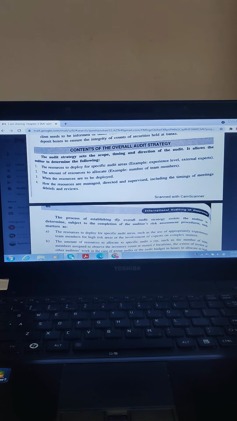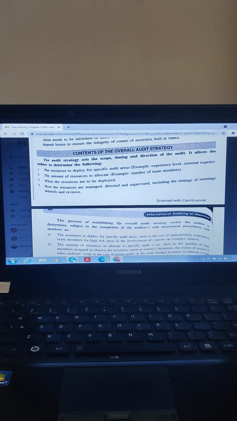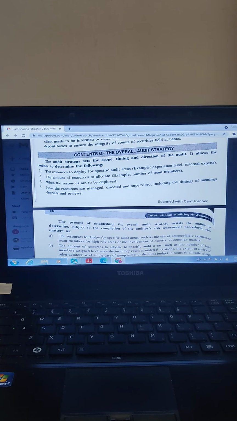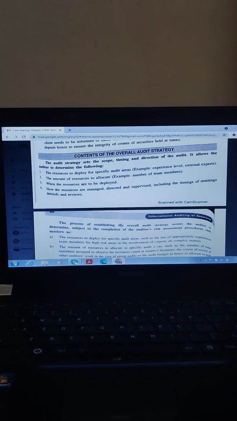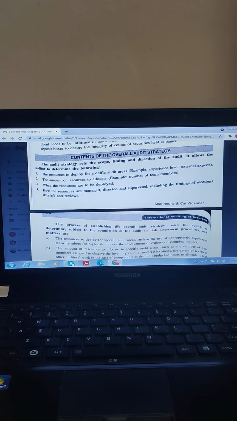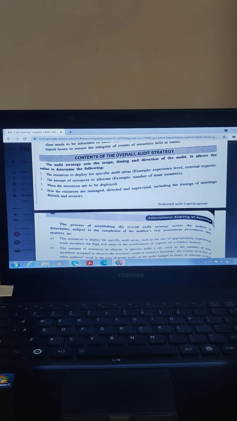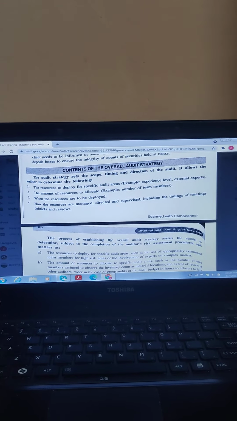Next is the amount of resources you need to allocate, like how many members you need in order to carry out your auditing, in order to prepare your financial reports, etc. The next is when these resources, like when these people, have to be made available in the audit procedure in order to carry out their auditing.